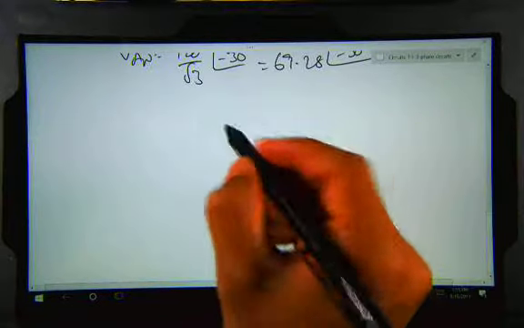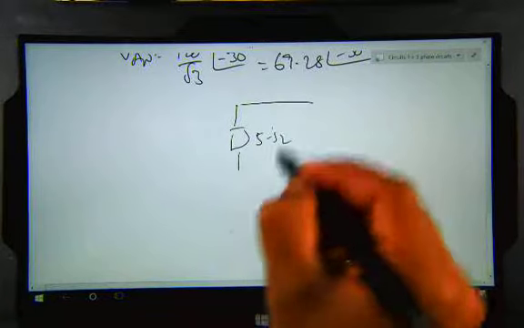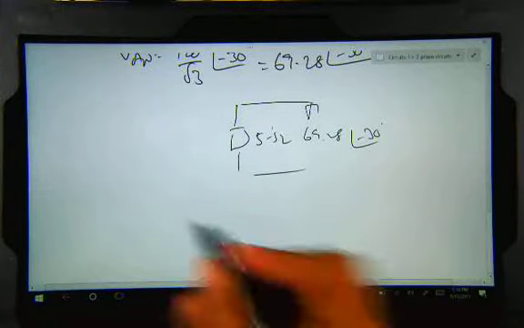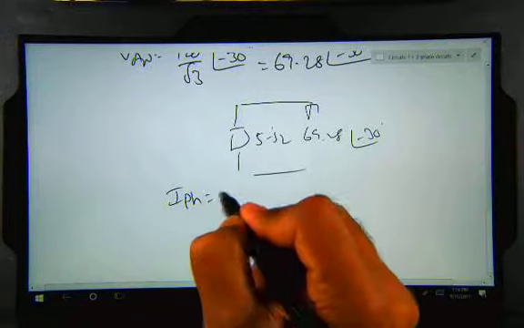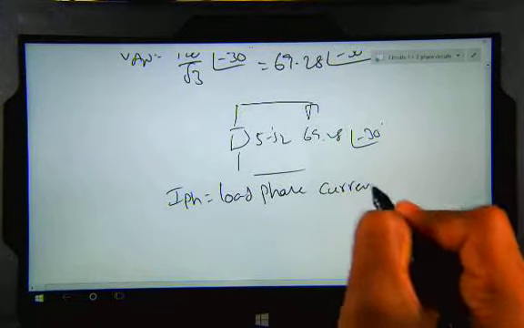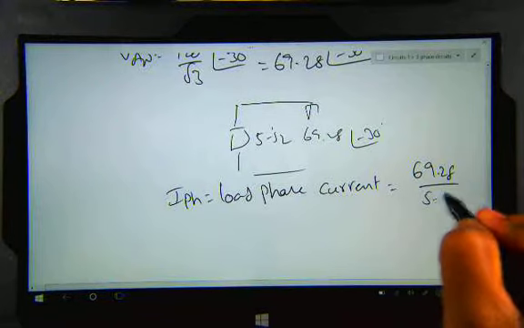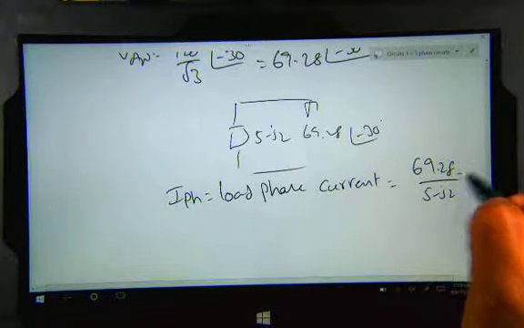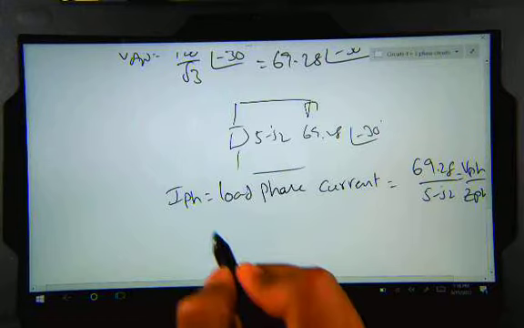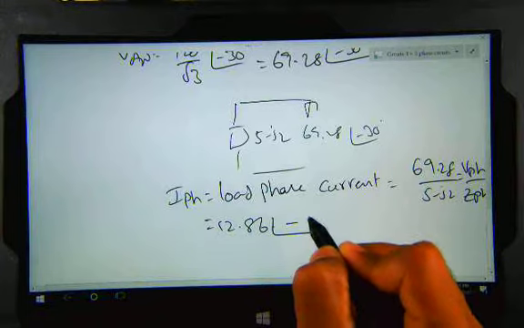Now if you look at the load impedance, this is 5 minus J2, and the voltage across this is 69.28 at an angle of minus 30 degrees. So the phase current IPH, which is the load phase current, equals 69.28 over 5 minus J2, so VPH over impedance ZPH. The phase current I have is 12.86 at an angle of minus 8.19.